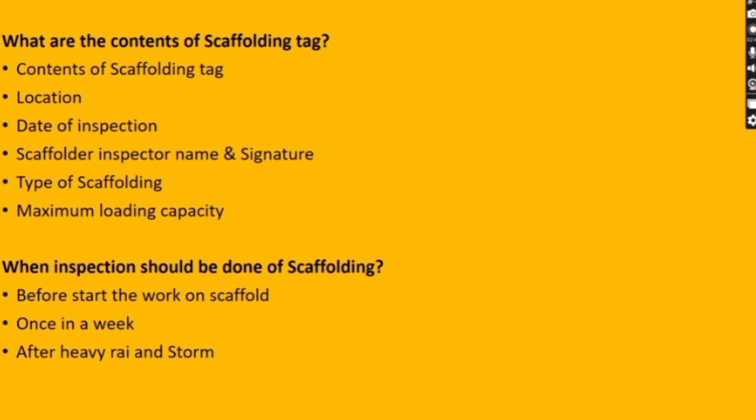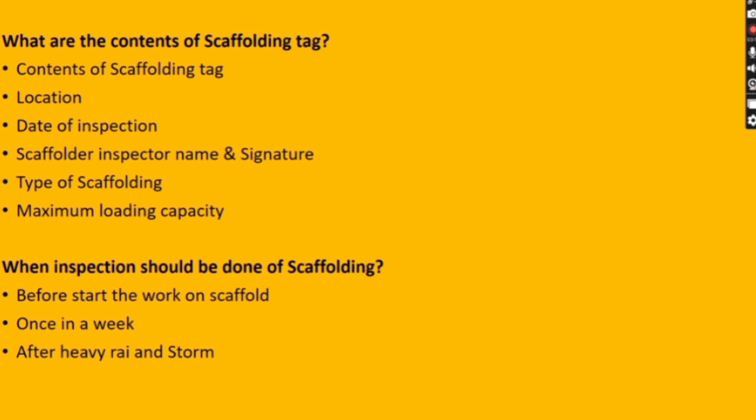What are the contents of a scaffolding tag? Content of a scaffolding tag: location, date of inspection, scaffolder, inspector name and signature, type of a scaffolding, maximum loading capacity of a scaffolding. These should be mentioned in a scaffolding tag. That is actual content of a scaffolding tag.